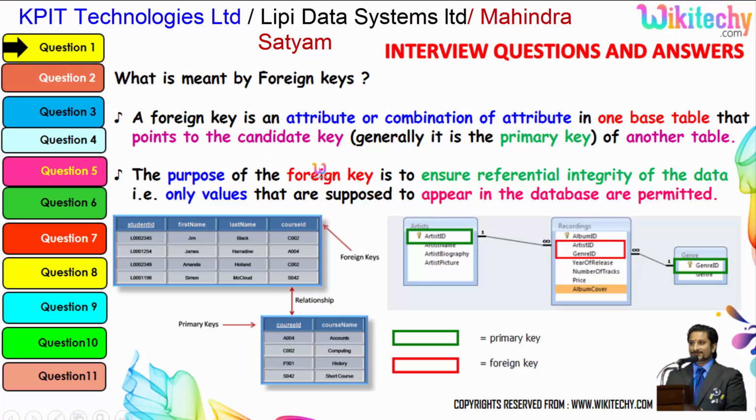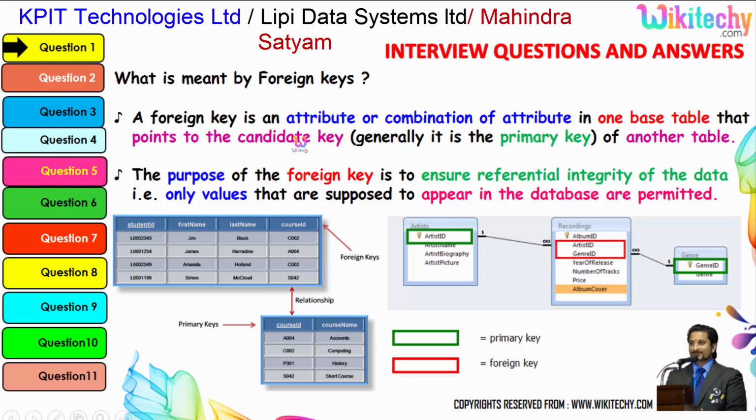Here is the question. What is meant by foreign keys? Considering a database, multiple tables are interrelated via a relationship between the tables using the keys. The key which uniquely identifies a data is called a primary key, and which is referred to in another table, they call it a foreign key.